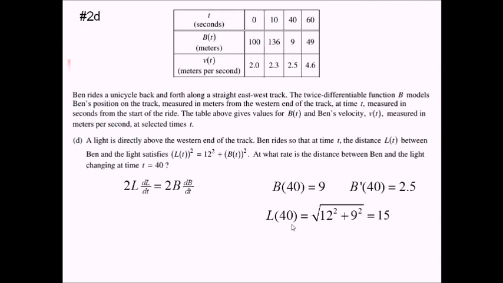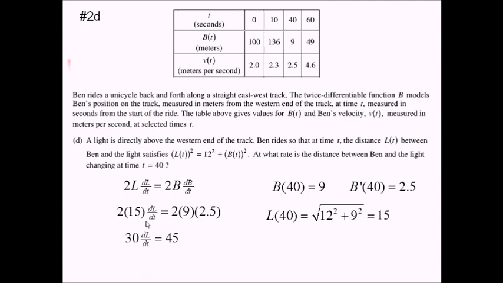So plugging all that back in now, we've got 2 times 15 times dL/dt equals 2 times 9 times 2.5. And let's simplify this a little bit now. On the left side, this is going to be 30 dL/dt. On the right side, let's see here, 2 times 2.5 is 5, times 9 is 45. So just be a little creative what order you multiply these things in.